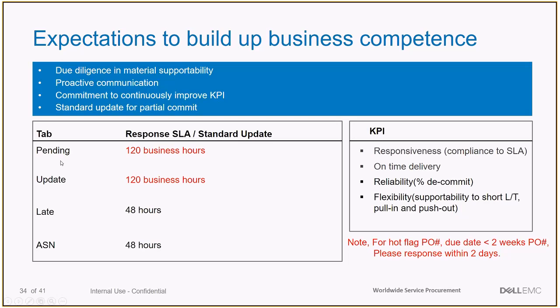So for the pending update, it is five working days. Okay, 5 working days. For late, it is very hot, right? So 2 working days. And for shipment, sometimes when you ship out the goods, you need to wait for the order to give you the tracking number, right? I will give you 2 more days to update the tracking number. So any questions for this page?